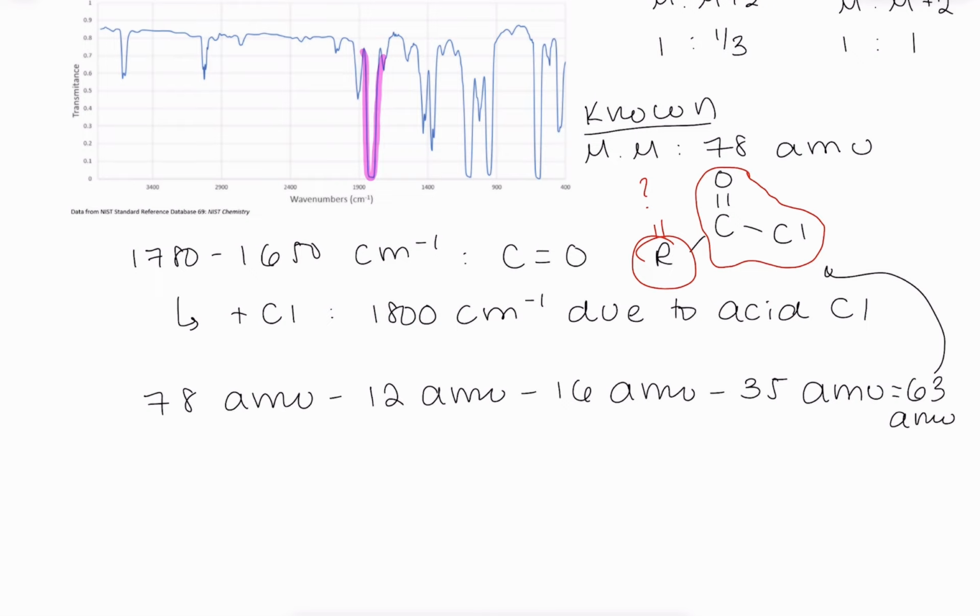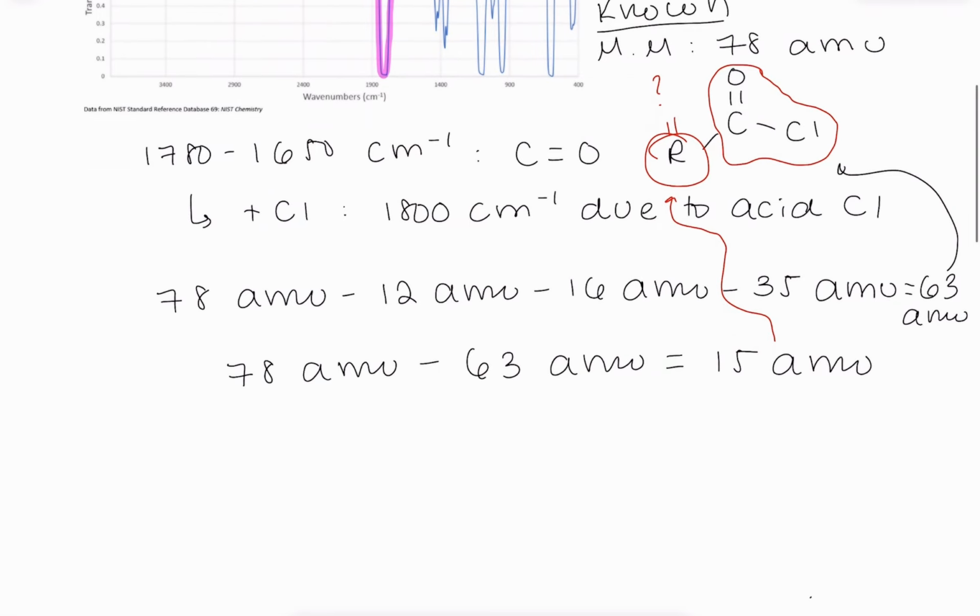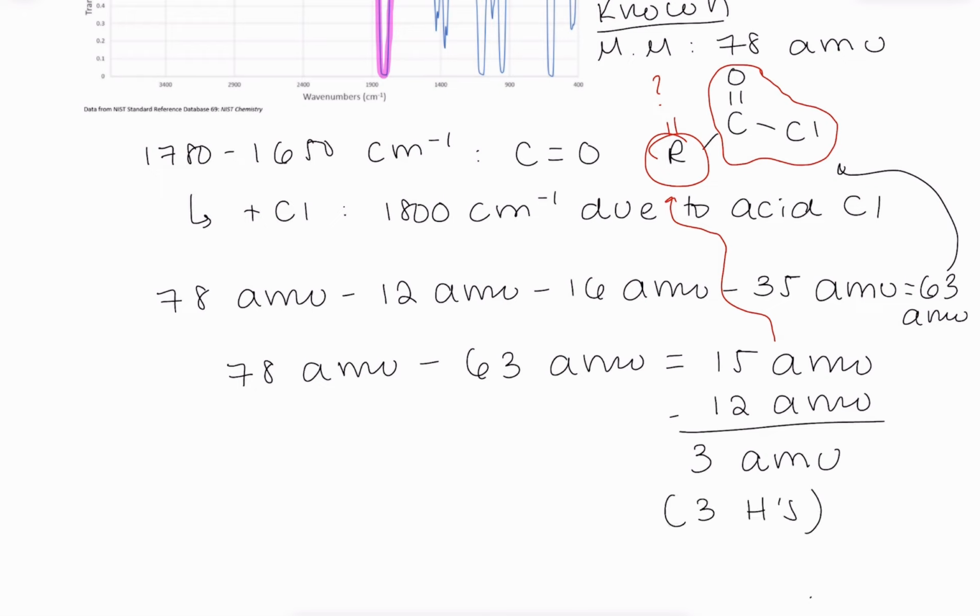Great. So now that we've done that, we need to subtract this group from our total compound weight, which is 78 atomic mass units. When we do this, we get 15 atomic mass units. So this is how much our entire side group will weigh. If we subtracted one carbon, which weighs 12 atomic mass units, we would have 3 atomic mass units left over, which checks out because these account for the 3 hydrogens bonded to this carbon.